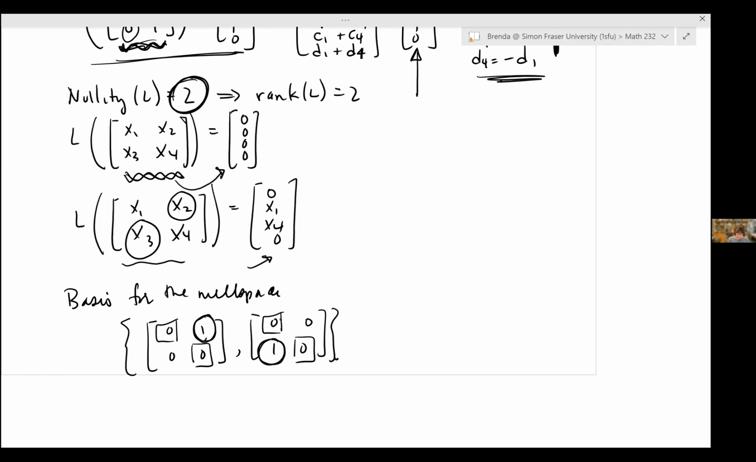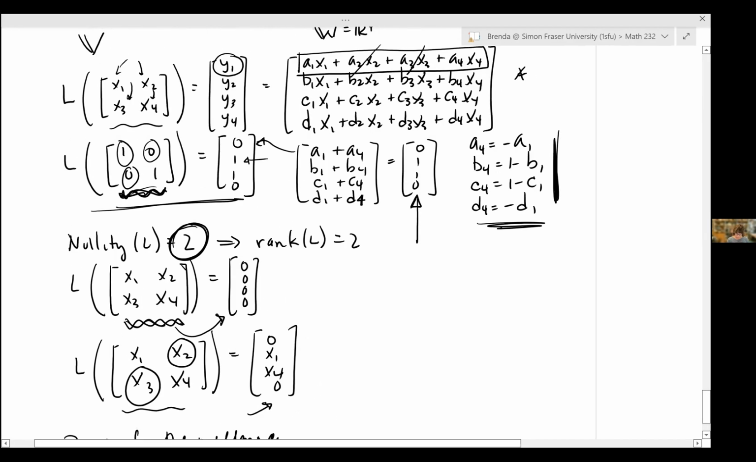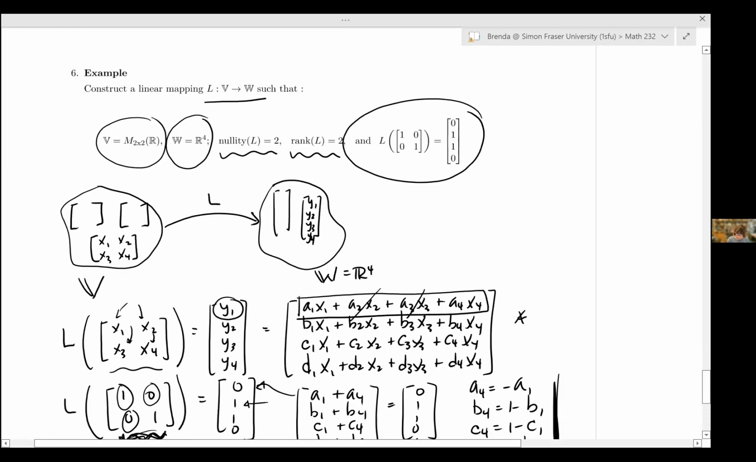The null space has dimension 2. Because we have 4 degrees of freedom and the Rank-Nullity theorem, we have now forced a rank of 2, and then we have that single output that we were told right here. That thing is also satisfied. So we've constructed a linear mapping.